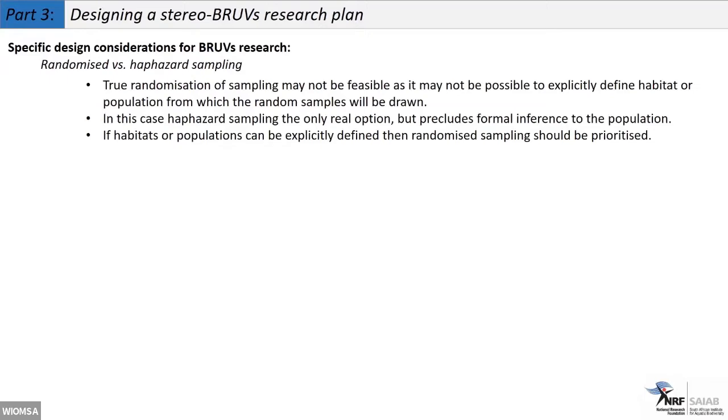With BRUVs research, haphazard sampling usually entails moving to a randomly selected sampling location and then using the boat's echo sounder to look for suitable habitat at the time of sampling. However, if habitats or populations can be explicitly defined, then randomized sampling should be prioritized.